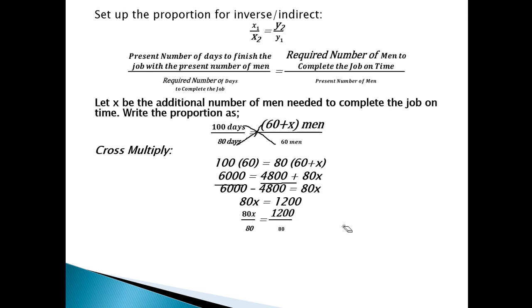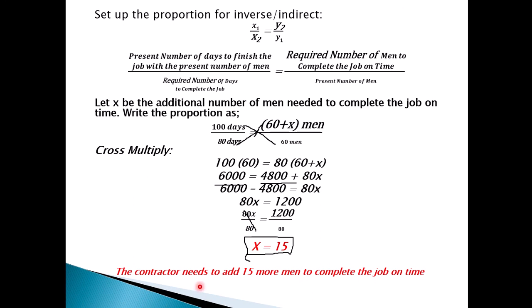Let me erase. So that's going to be 80x divided by 80 because we need to solve for x alone. Why do we need to divide by 80? Because we need to cancel out 80 here. Therefore, x is equal to 1,200 divided by 80. That's going to be 15. For our final answer, x is equal to 15. And don't forget to conclude. We conclude that the contractor needs to add 15 more men to complete the job on time.